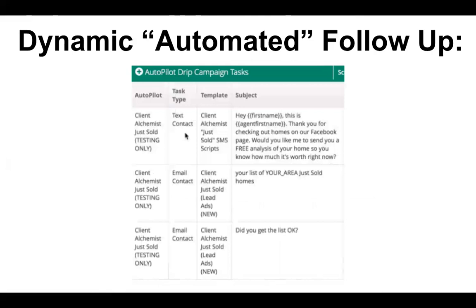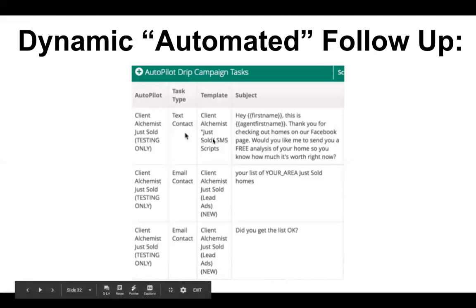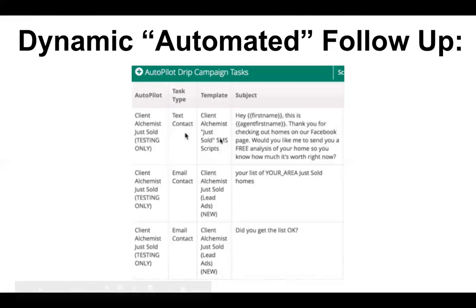So this is an example that has a combination of text and email. Again, these are all automated. You don't have to think about this process at all once you have it set up. And this one, again, combines automated text campaigns and automated email campaigns. So this one is the text message that goes out immediately. It says, "Hey, so-and-so," first name. This is so-and-so, your name.